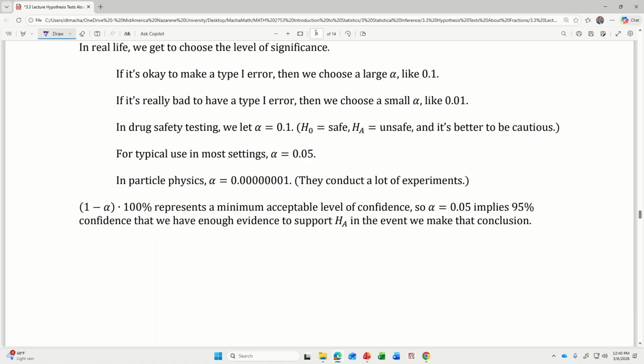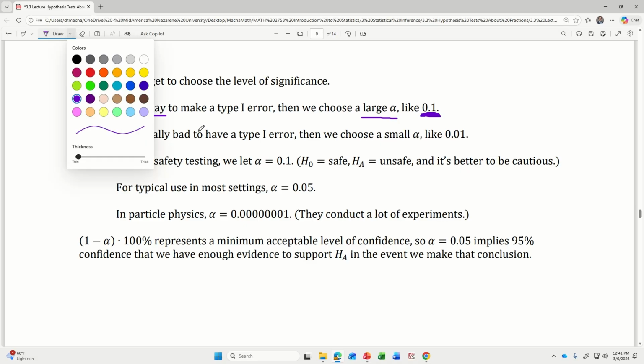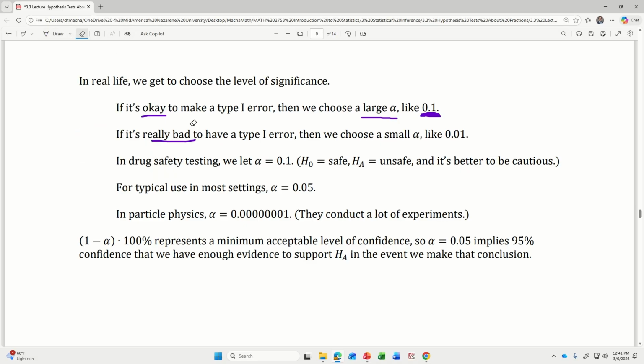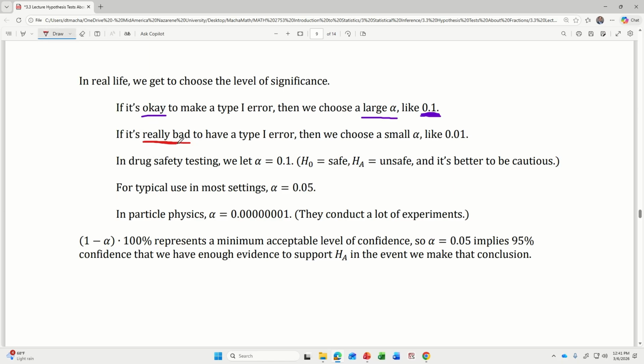Okay, so in real life, we get to choose the level of significance. In situations where it's okay to make a type 1 error, like it's okay to rule for your alternative when the null is actually true, then that's the case where you choose a large value of alpha. A large value of alpha would look like 0.1. That would be considered pretty large. If it happens to be really bad to have a type 1 error, you really, really don't want to have a type 1 error, then you would choose a small value for alpha, like 0.01.